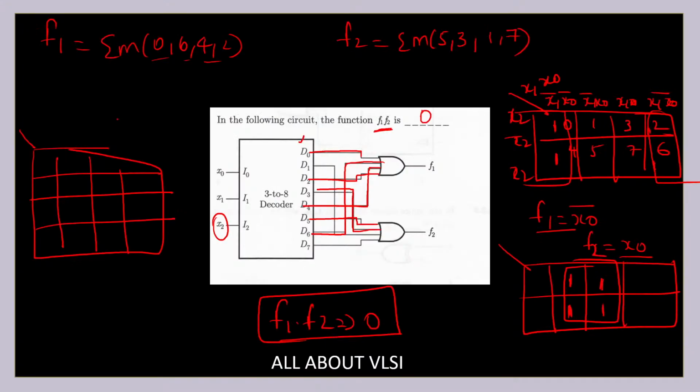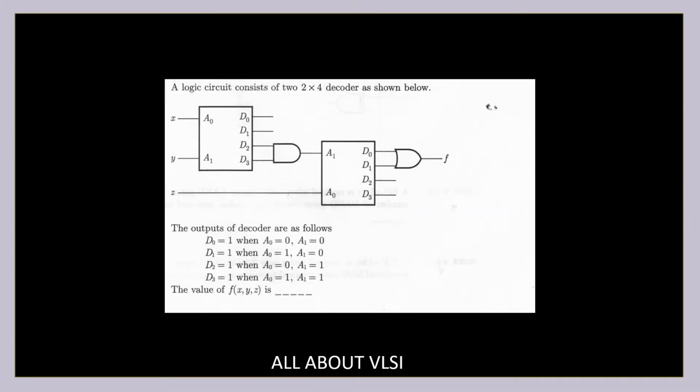Okay. Hope this is clear. Now, coming to the last question. A logic circuit consists of two 2 cross 4 decoders as shown below, where this is one decoder and this is one more decoder, and x and y are connected to the first decoder and z is connected to the second decoder.